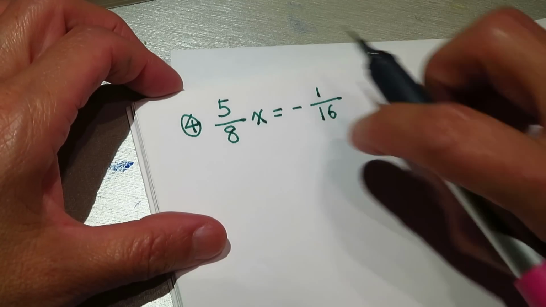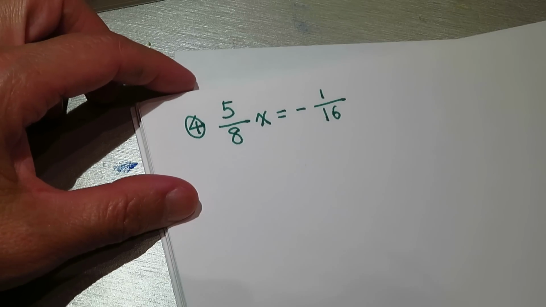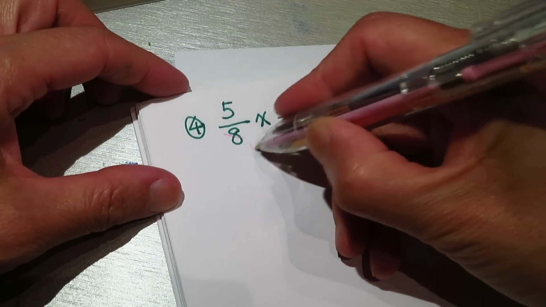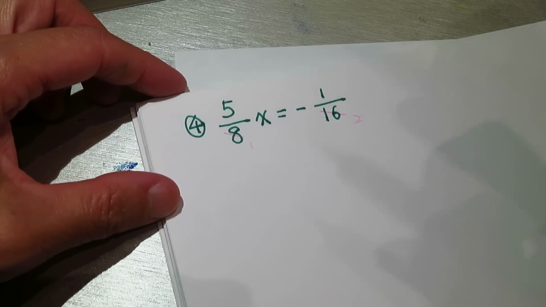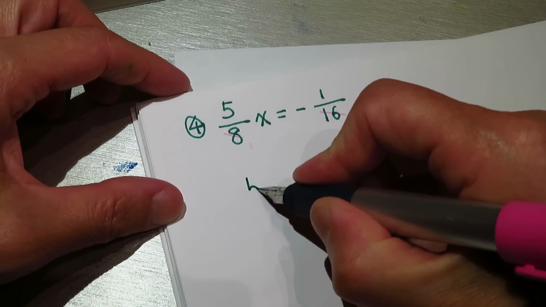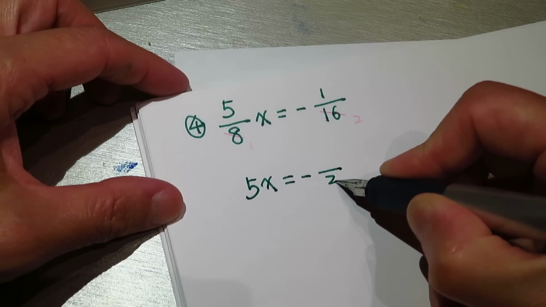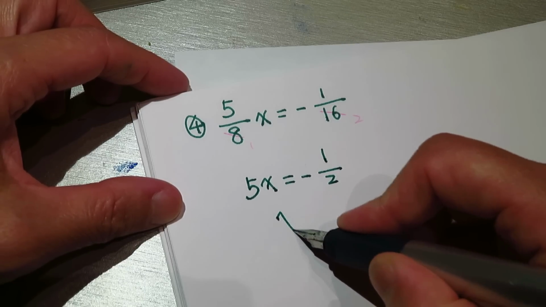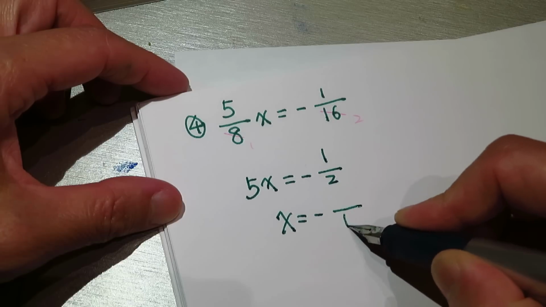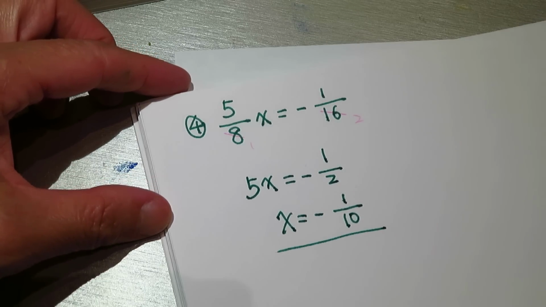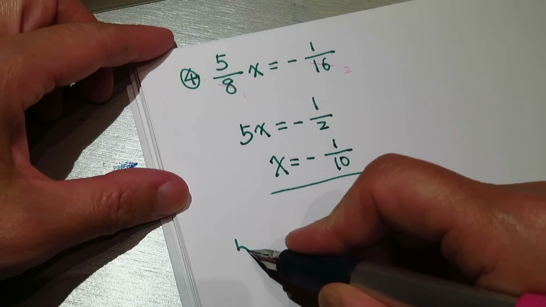Easy peasy lemon squeezy. I will use another color of pen to do this. 8 and 16 can be simplified. So 5x equal negative 2 over 1, x equal negative 1 over 10. So this is the answer. Number 5.